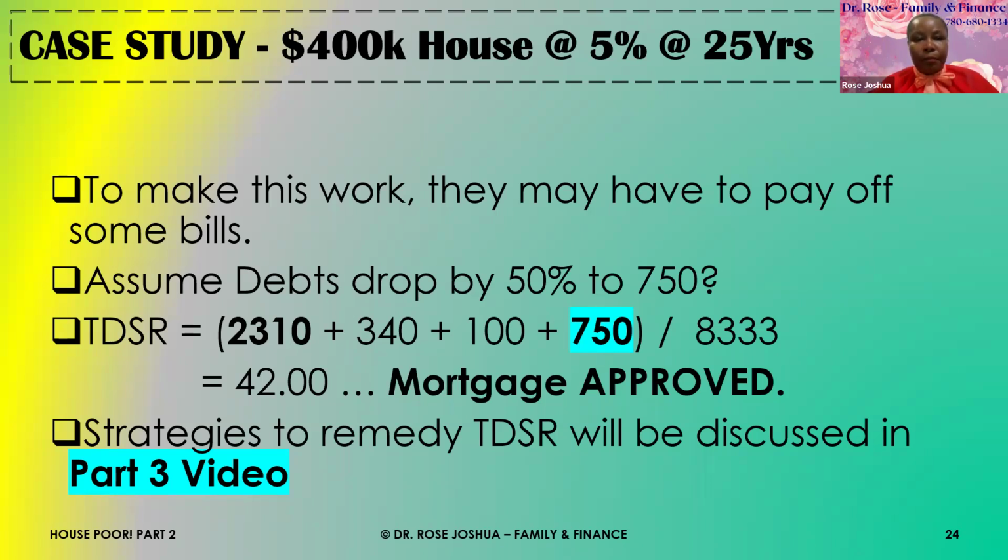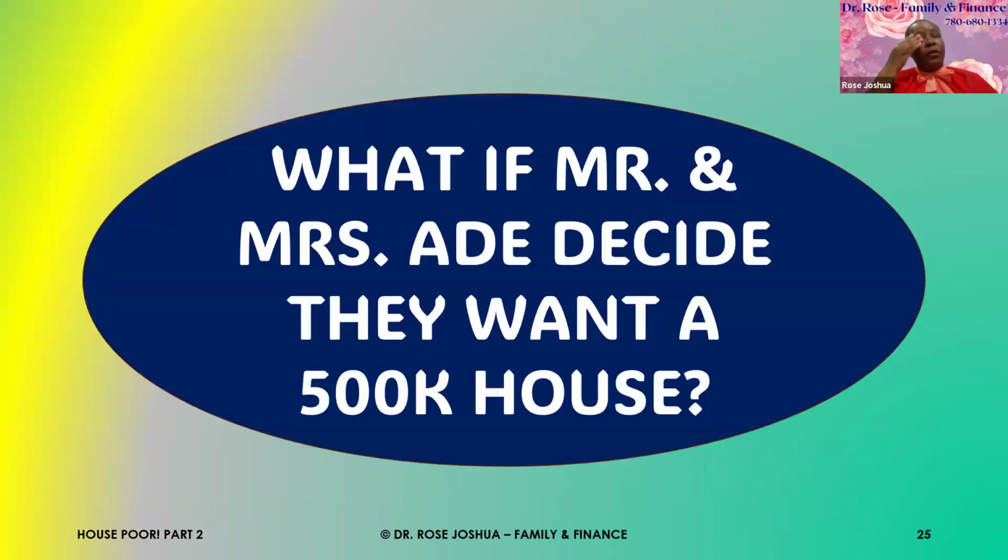So now, this was using $400,000. What if Mr. and Mrs. Ade decide the $400,000 houses that we see are not big enough? We want this, we want that one. We want everything for nothing. Many times that's what we want. We want everything for nothing, right?